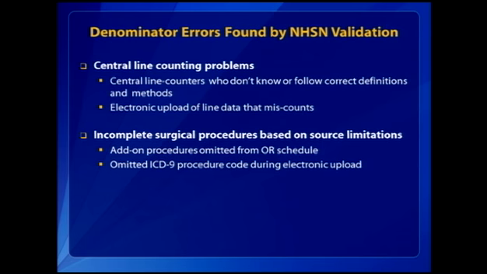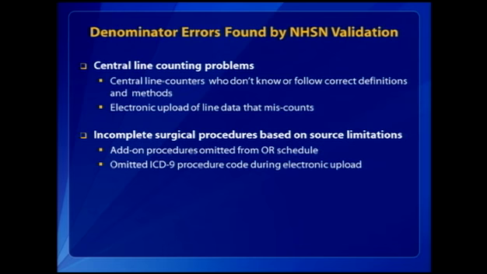Here are some denominator errors that have been found by NHSN validation. Central line counting problems. When denominator counters have been surveyed, sometimes it's been discovered that they don't know or follow the correct definitions and methods. Electronic uploads of denominator data can miscount the information, and there is a requirement in the NHSN manual that requires electronically uploaded denominators to be correlated within 5% of manually counted denominators.